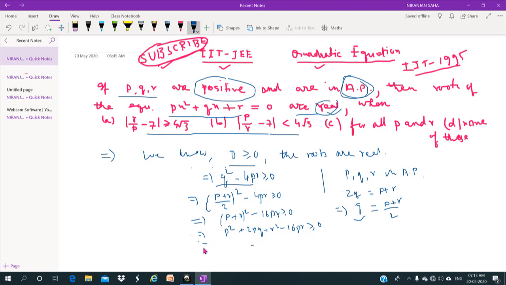Now this will obtain p square plus r square minus 14 pr greater than equal to 0. So from this again we will get that p square plus r square must have to be greater than equal to 14 pr.